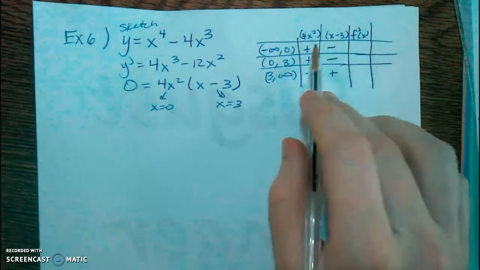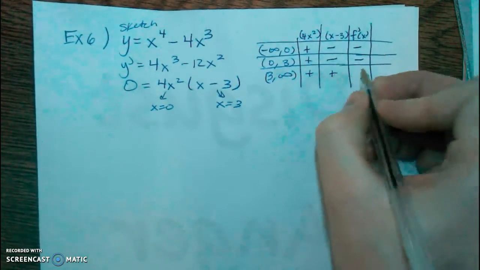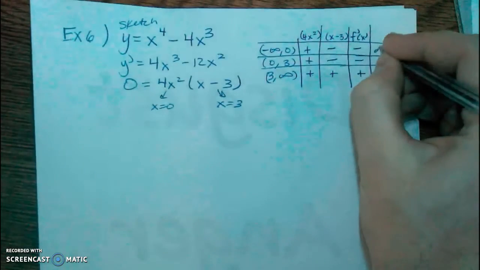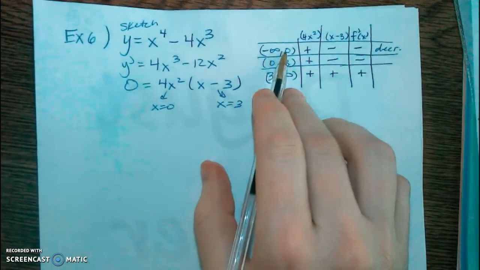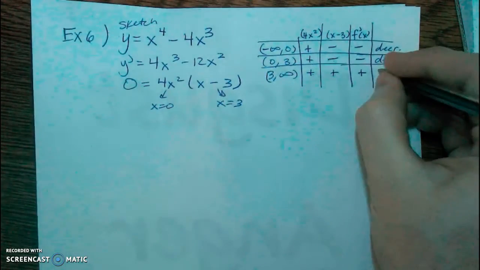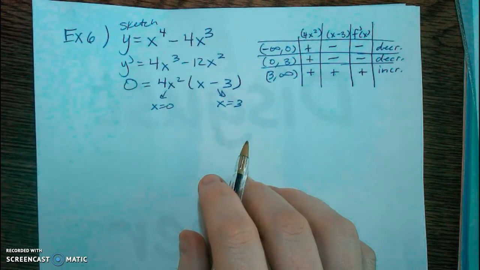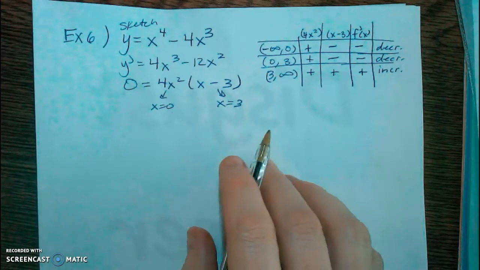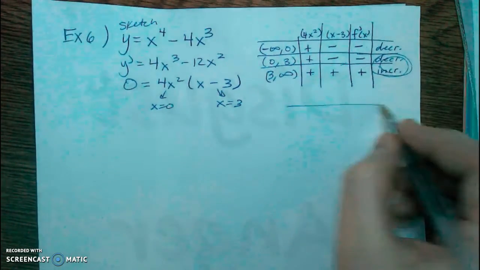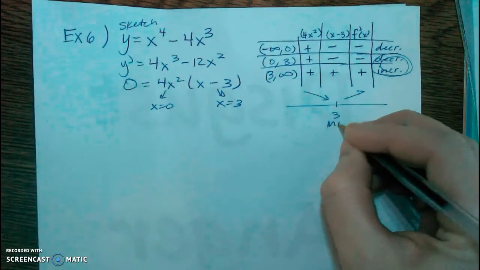And so we multiply these. Positive and a negative makes a negative. Positive and a negative makes a negative. And a positive makes a positive. So then that tells me that the function is decreasing from negative infinity to 0, still decreasing from 0 to 3, and then increasing from 3 to infinity. That also tells me my maximums and minimums. So if I have decreasing and then increasing right here, so at 3, we have decreasing and then increasing, so that means there's going to be a minimum at 3.